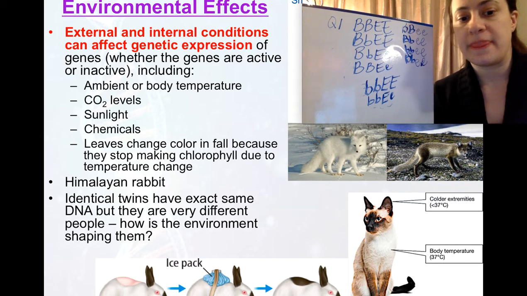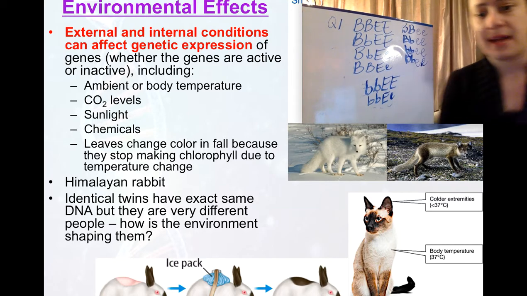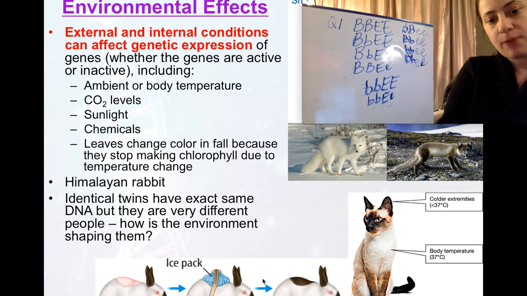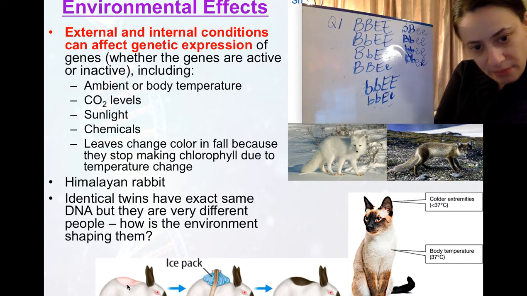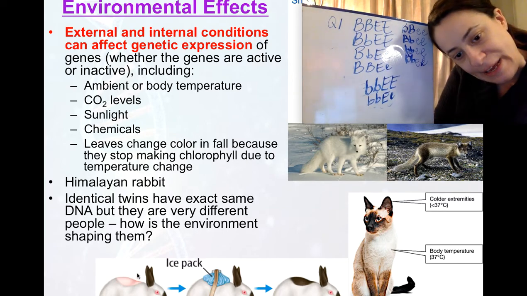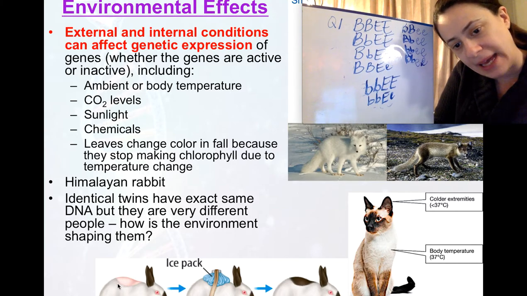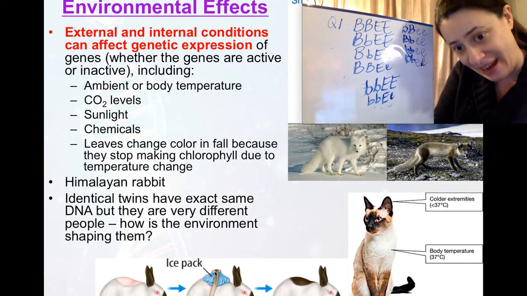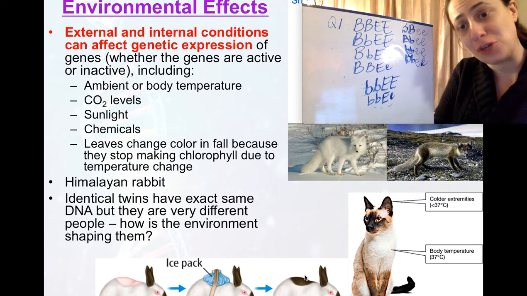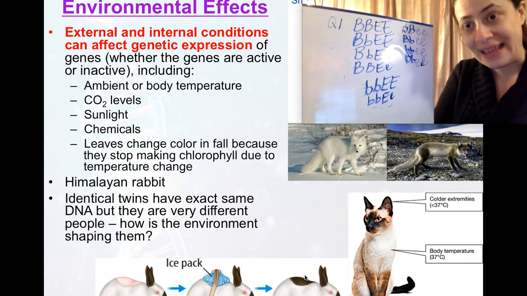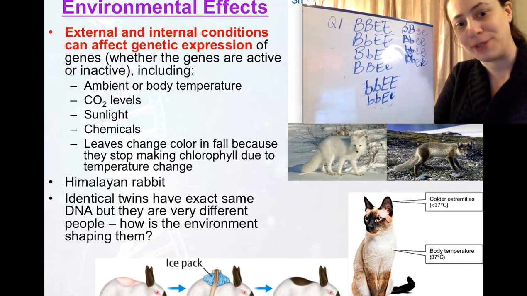So the Himalayan rabbit that you see at the bottom here is this white rabbit that if some hair was shaved from its back and an ice pack were placed there, the hair would actually grow back black and melanin would actually be produced.